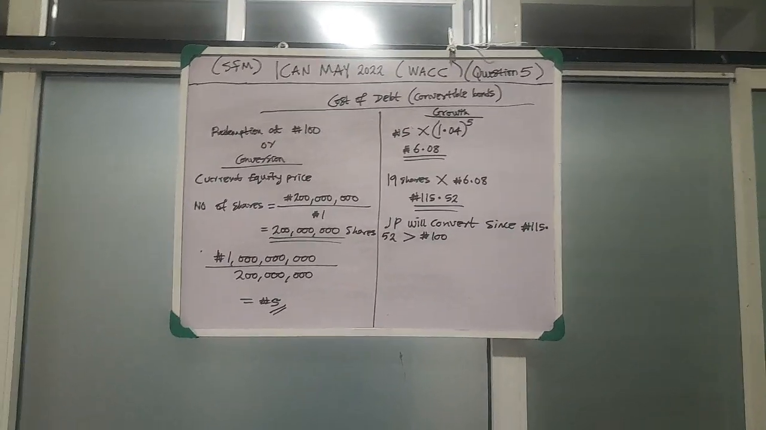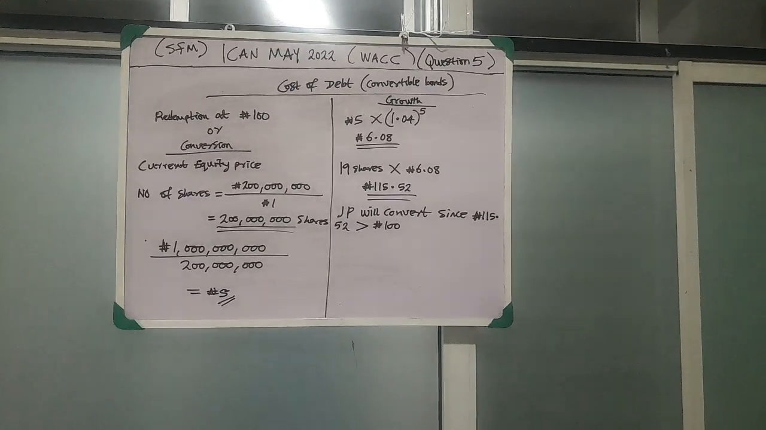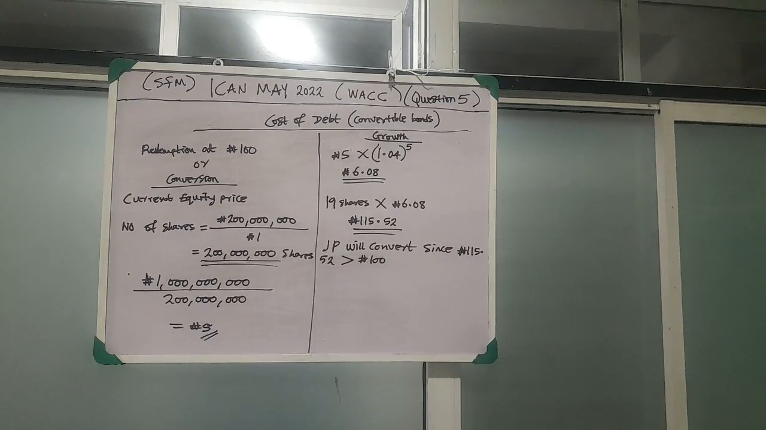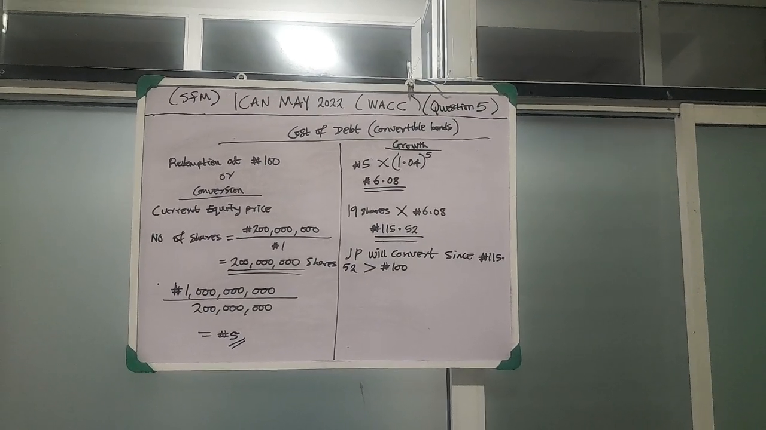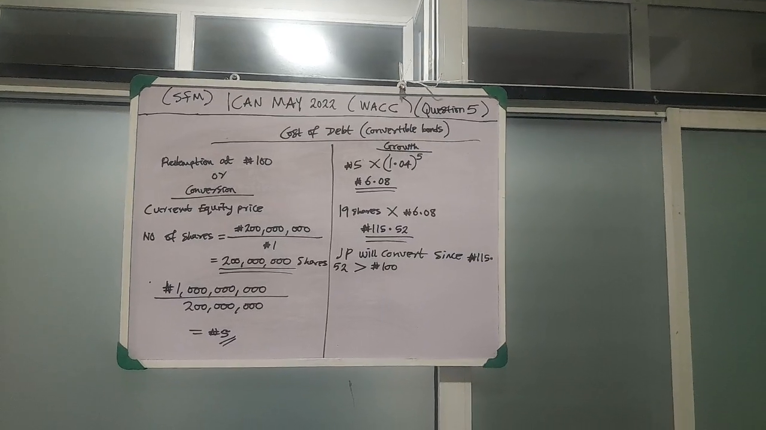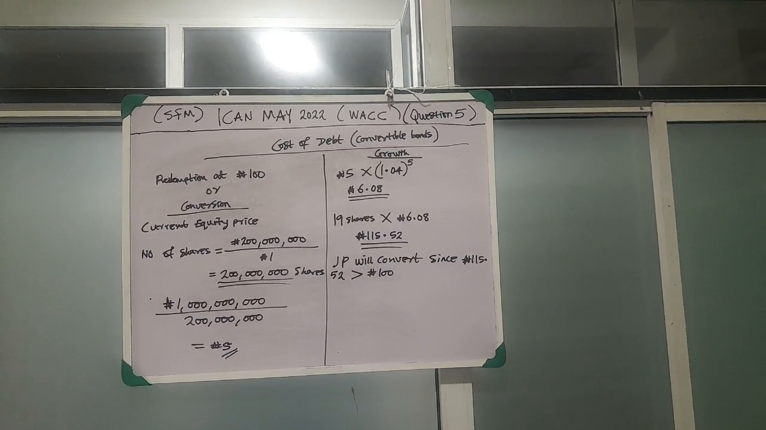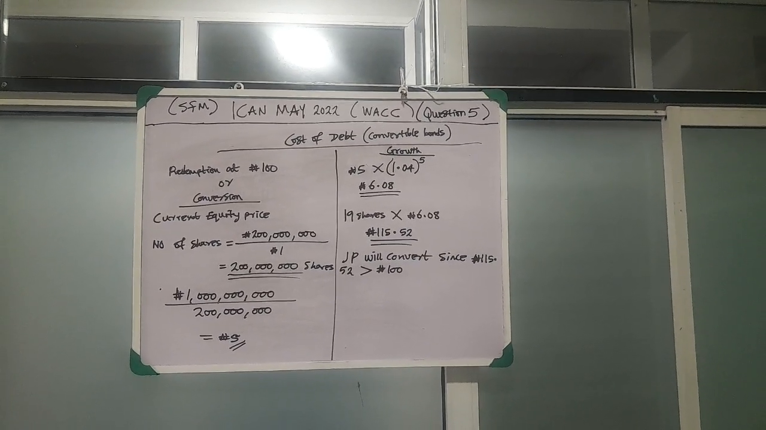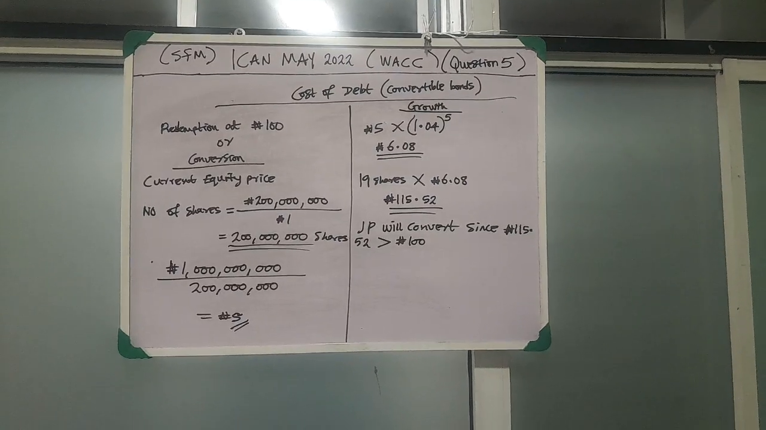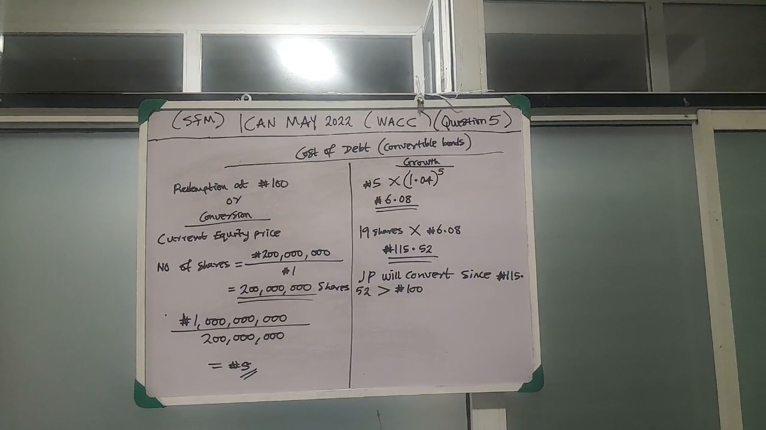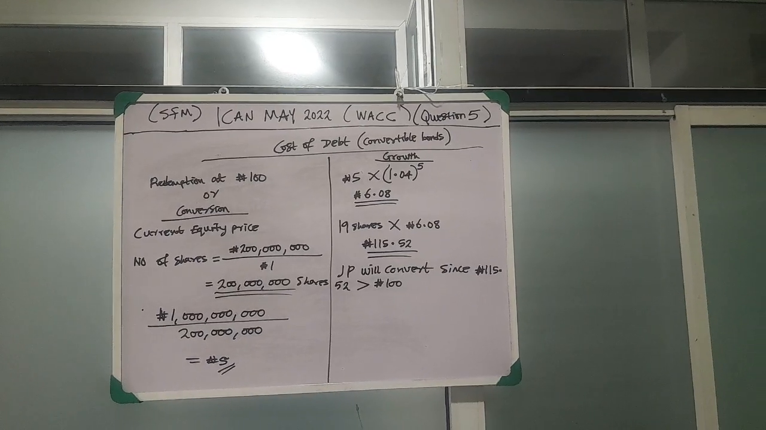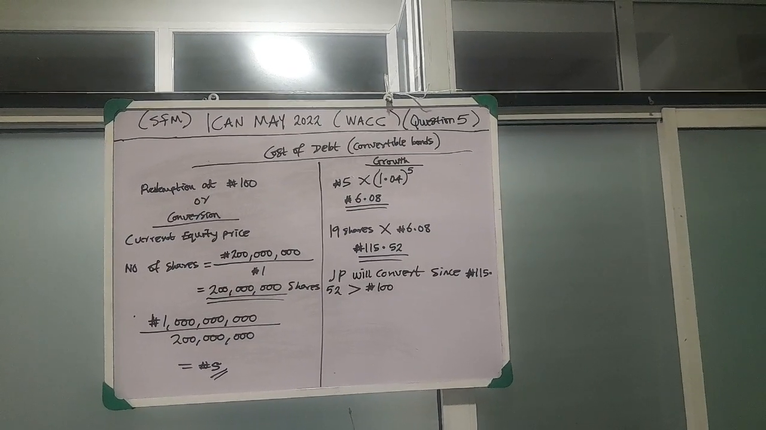Then, since he's going to convert, we are going to bring in some other factors. We'll consider the annual interest. The annual interest given in the question is 7% for the convertible bonds on the nominal value of 100. So we'll have 7% of 100, which will give us 7 naira.